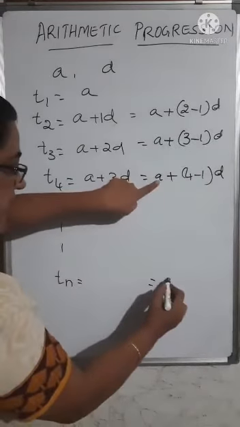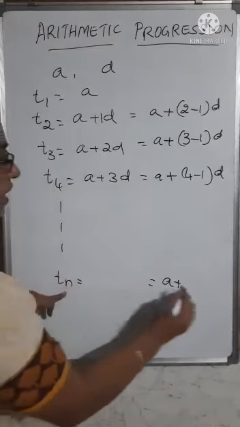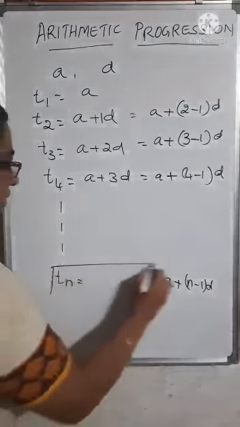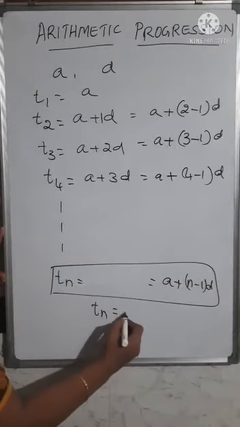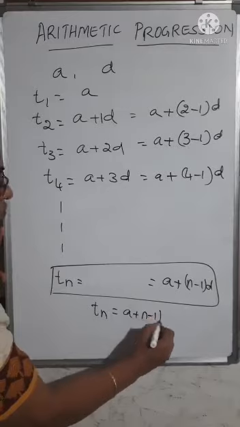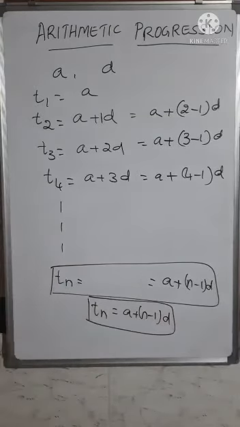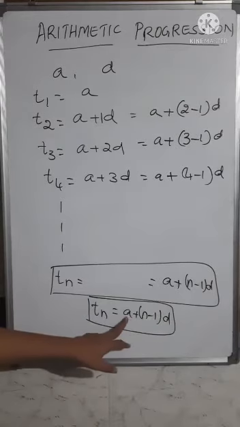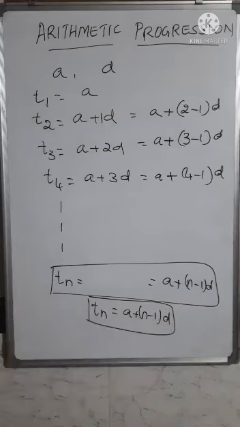If you go on writing the same way, what will be the nth term? Here the nth term will be A plus, as you wrote 4 minus 1, n minus 1 into D. So the general formula to find Tn is Tn equals A plus n minus 1 into D. Learn this as the formula for the nth term of an AP, where A is the first term, n is whichever term is asked, and D is the common difference.